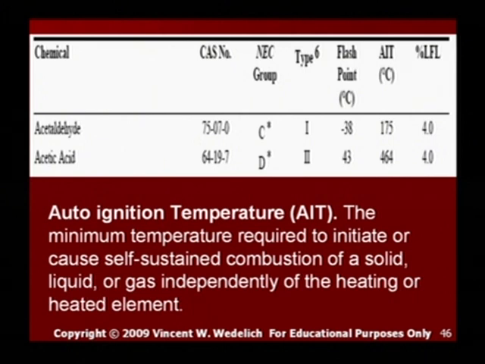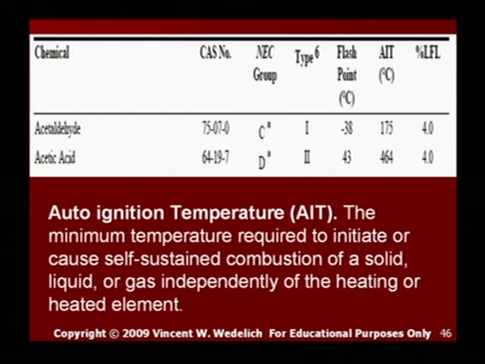So here we have, I just grabbed a sample chemical, and you can see acetic acid is Group D, and it has a CAS number. It's a Type 2. We haven't really talked about Type 1 or Type 2. It's got a flash point of 43 degrees C. It has an auto ignition temperature, AIT, of 464 degrees C. And it has a lower flammable limit of 4.0%. The lower flammable limit and the lower explosive limit are very similar, and I think for all gases they're about the same, except for hydrogen.